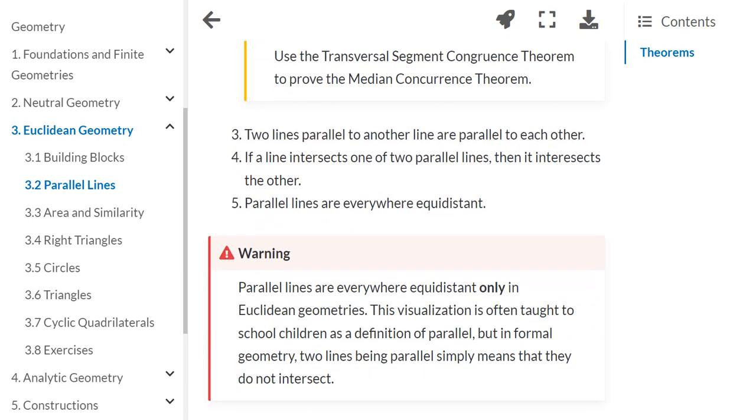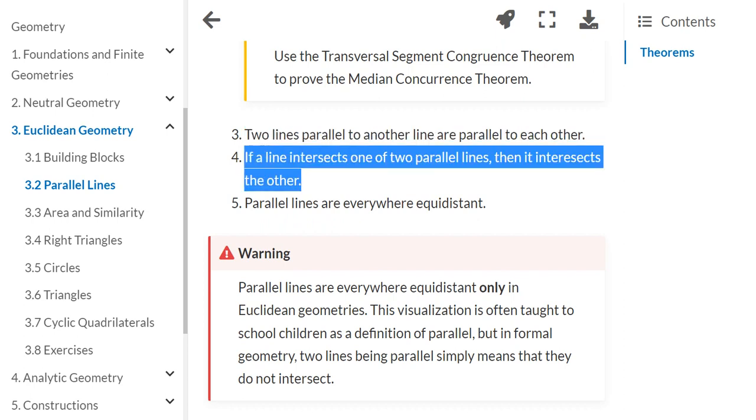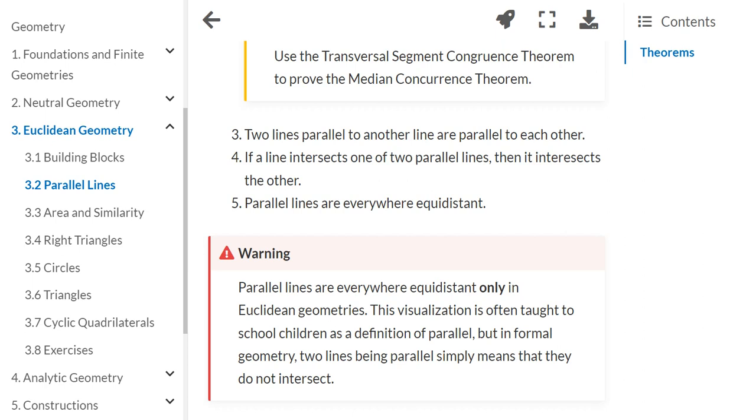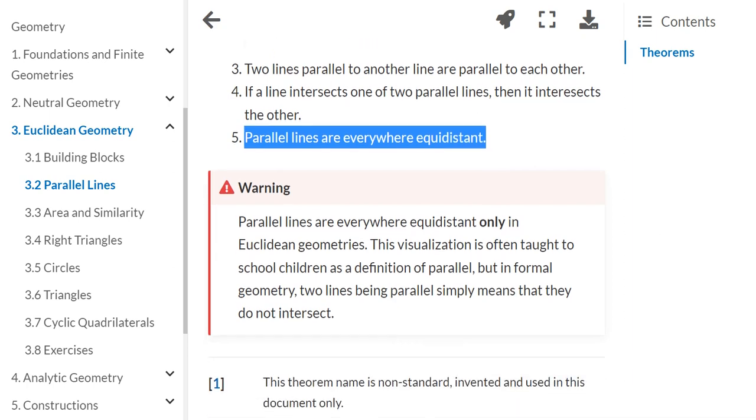Okay, what will you need to prove? This is a good one. Two lines parallel to another line are parallel to each other. If a line intersects one of two parallel lines, then it intersects the other. And I am not going to ask you to prove this one. This one's a little wonky, so I won't require you to prove that.